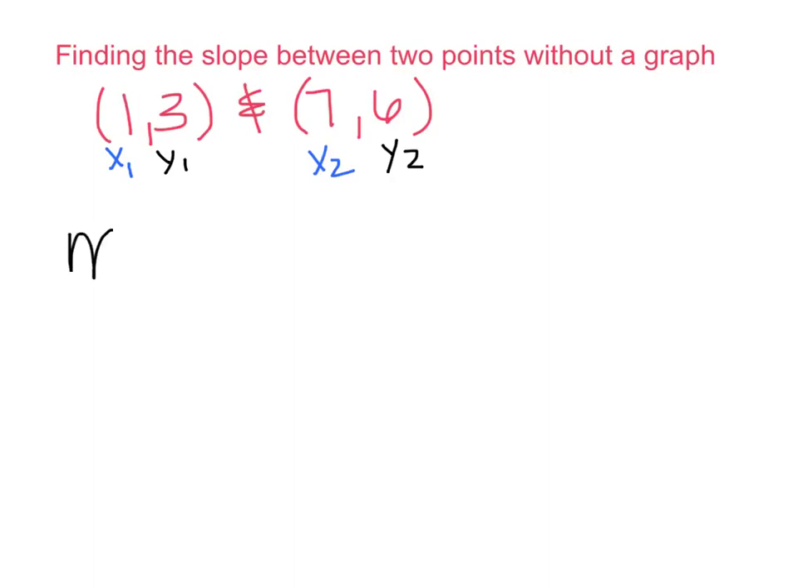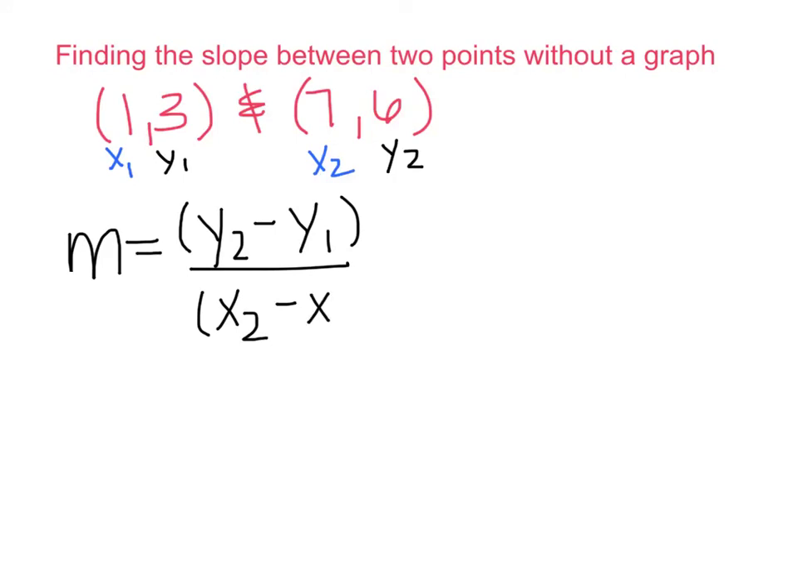So our formula is m equals y2 minus y1 over x2 minus x1. And you can see that because when you're calculating your y values, that's going to be how much you are going to rise, the difference between the y values. And when you're calculating the difference between the x values, that's going to be your run. So we can go ahead and practice this with this practice problem that I have.